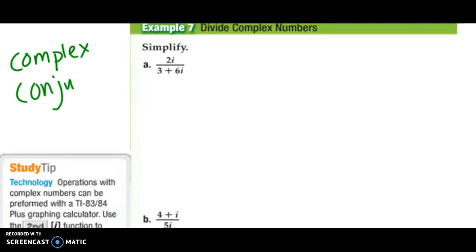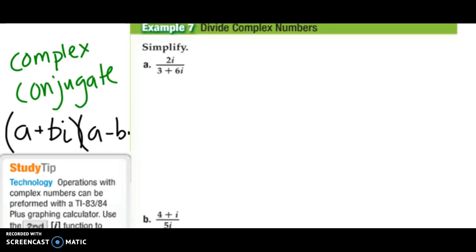Now the complex conjugate says this: if I have a plus bi or a minus bi on the bottom of some fraction, I can multiply it by its complex conjugate, a minus bi. When I multiply them together, it becomes a real number. It drops off and gets rid of our i's. Since it's plus bi and minus bi, the i term in the middle that we just had in example 6 would drop off and go away.